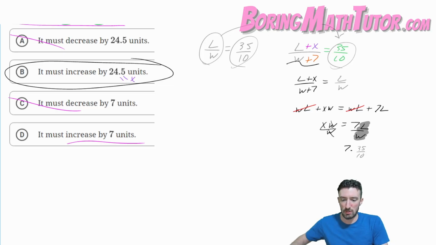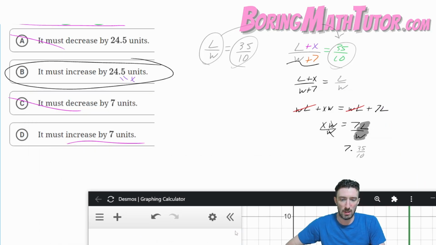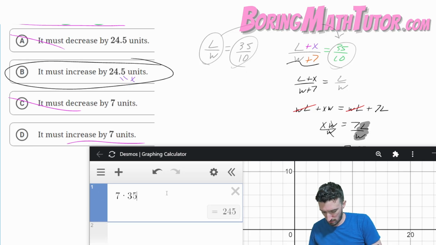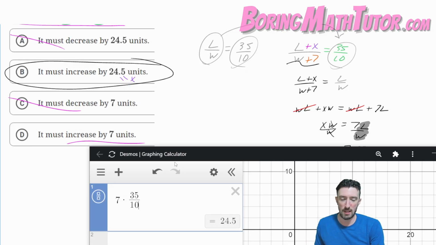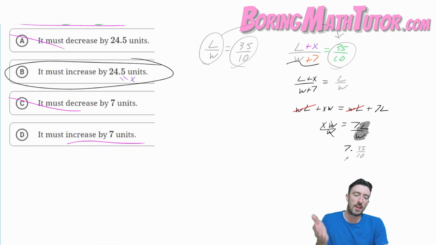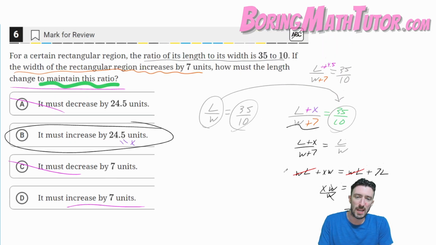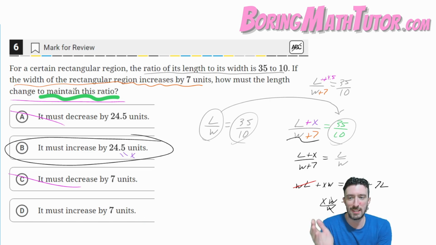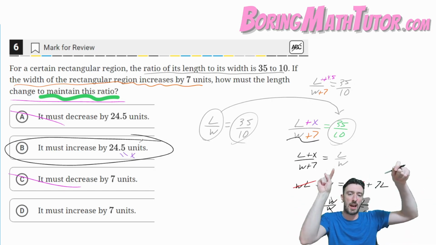Well, what would that come out to? Let's just ask Desmos. Excuse me, sir. What is 7 times 35 over 10? The answer is 24.5. All right, so that confirmed it. But again, we were able to use our common sense to say, you know what? If the length is bigger than the width, they're not going to increase by the same amount and maintain their ratio. That's not going to happen. It must be whatever the other number is. All right, I'm done with this one. I'll see you later.